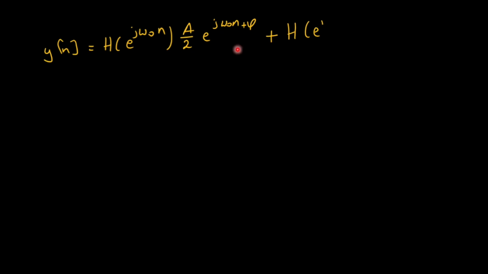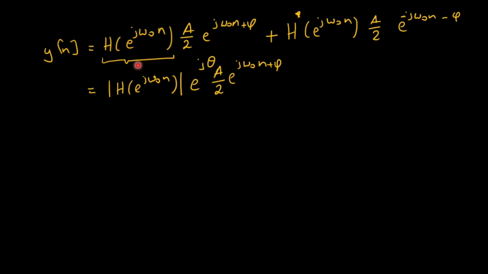And in short, we would have an output which is H of e to the power j omega naught, A by 2 e to the power j(omega naught n plus phi): eigenfunction, constant coefficient, and the eigenvalue of the first input, plus for the second input we have the eigenfunction at the output, the constant coefficient, and the conjugate version of the frequency response.